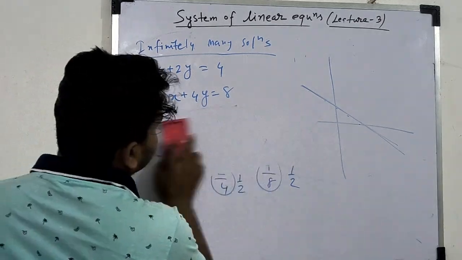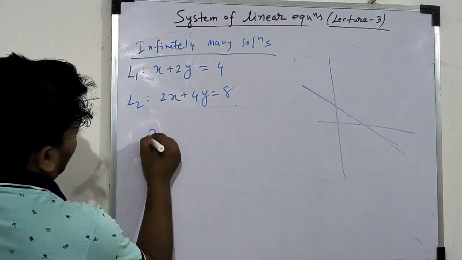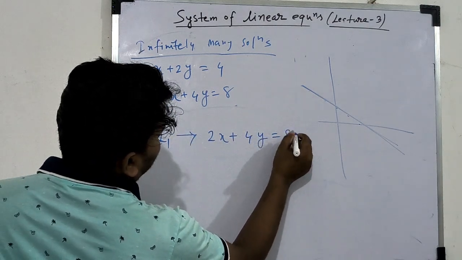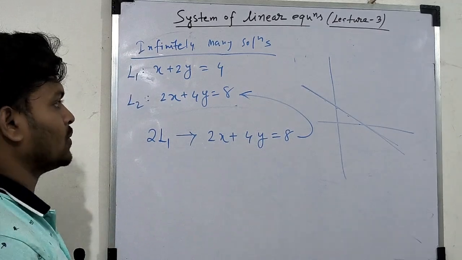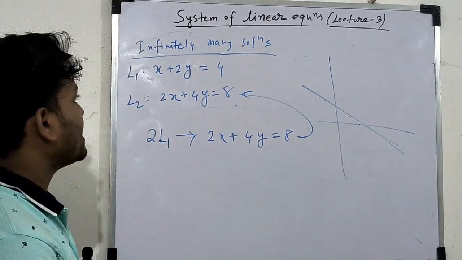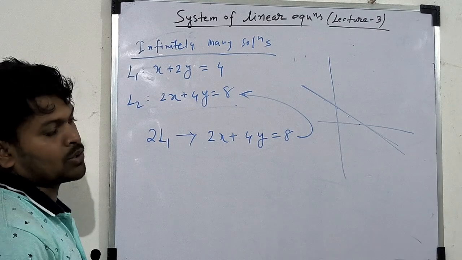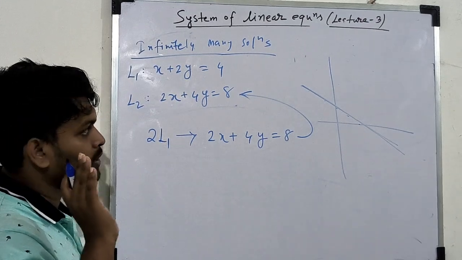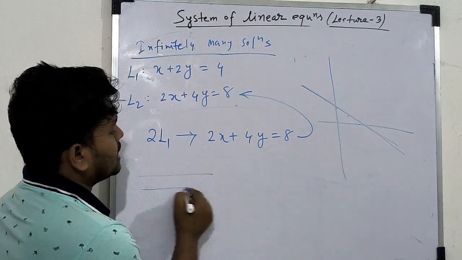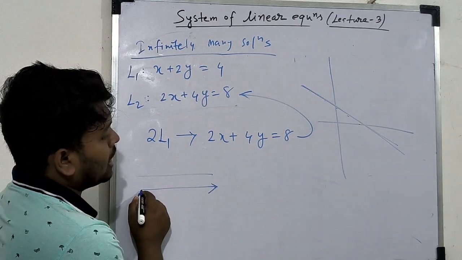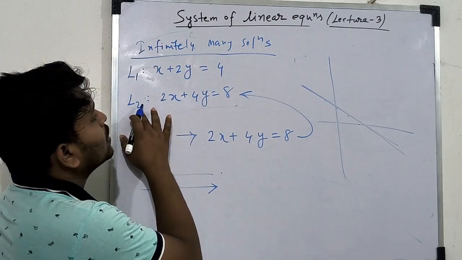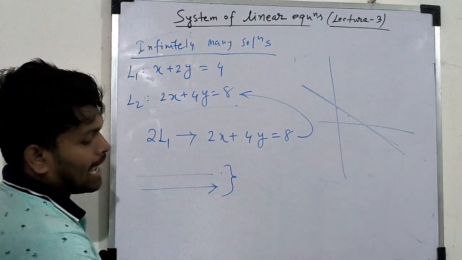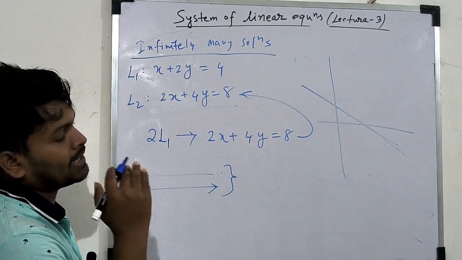You can see in these two equations, if you find 2L1, you will get 2x plus 4y equal to 8, which is exactly equal to L2. That's why this case happened. So in the infinitely many solutions case, whenever you are given a system of linear equations and there are two equations where one is a multiple of the other, that is, here L2 is nothing but 2L1, then this system will have an infinite number of solutions.